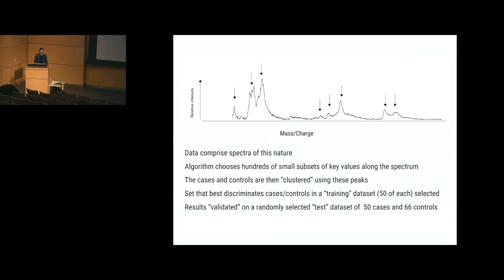They're very technical and they involve many steps, but this is the major figure from their paper, the original paper. You have mass charge and relative intensity, and they identified these eight peaks, and they're separating cases and controls based on this clustering. They chose hundreds of small subsets of key values along the spectrum, and the set that best discriminates cases and controls in a training data set was selected and then validated on a randomly selected test data set independently from 50 cases and 66 controls.